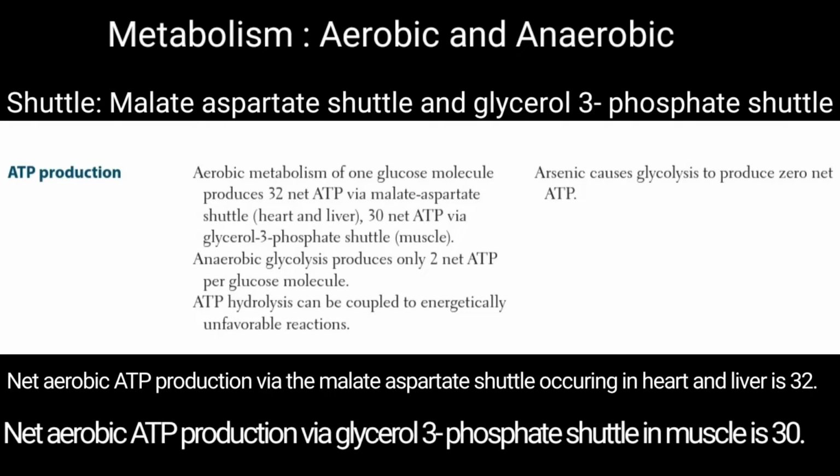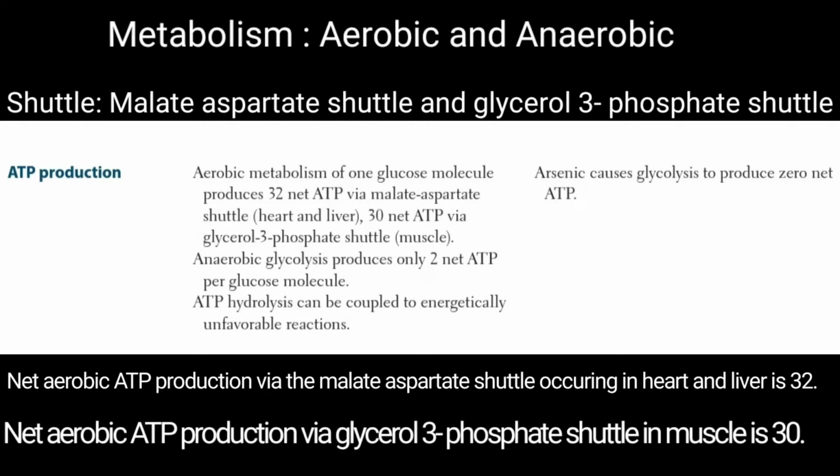So again, glucose metabolism can occur in two ways: aerobic and anaerobic. First of all, let us talk about aerobic metabolism. The aerobic metabolism in the heart and liver via the malate aspartate shuttle produces 32 net ATP from one glucose molecule, whereas in the muscles, the glycerol 3 phosphate shuttle produces 30 net ATP. You have to understand this. But whenever there is anaerobic glycolysis, only 2 net ATP is produced per glucose molecule.